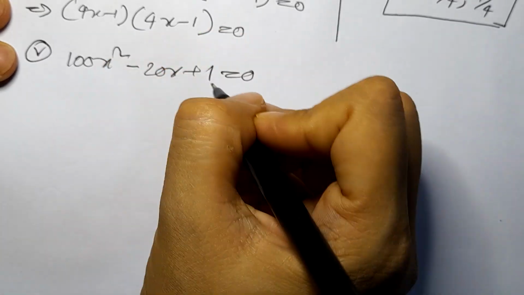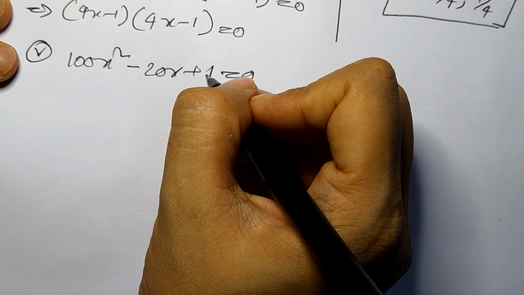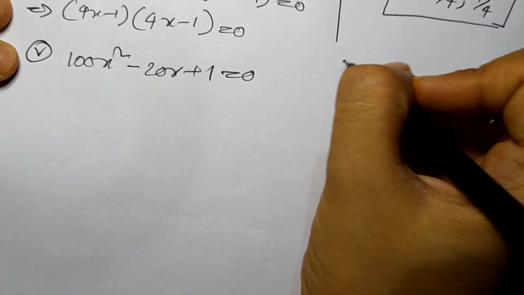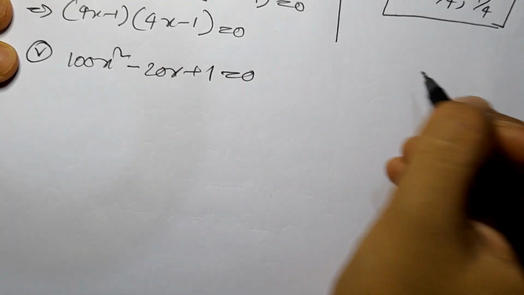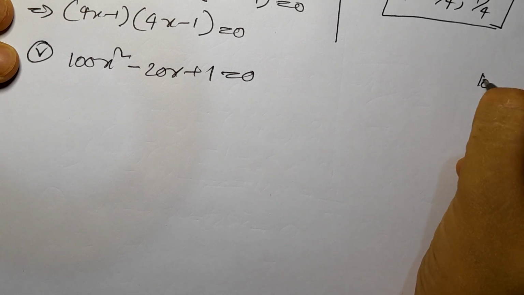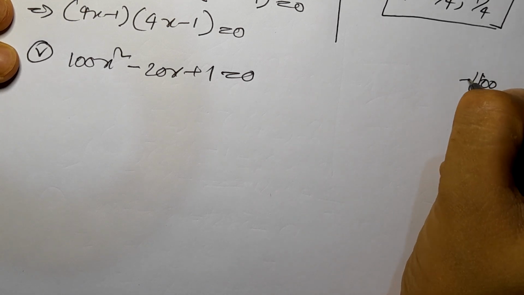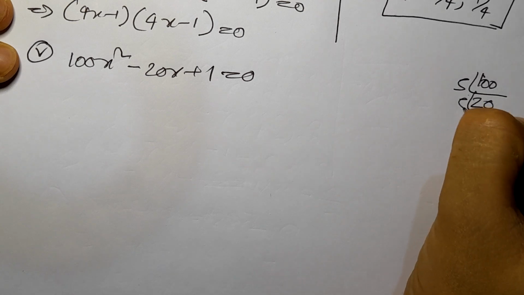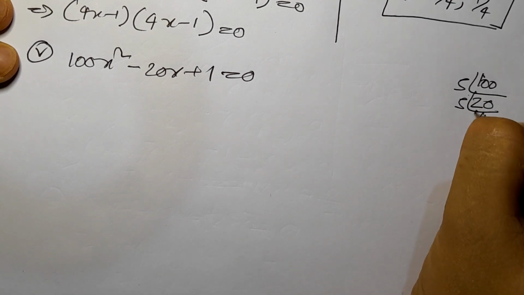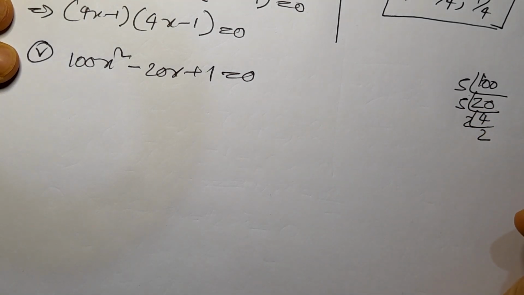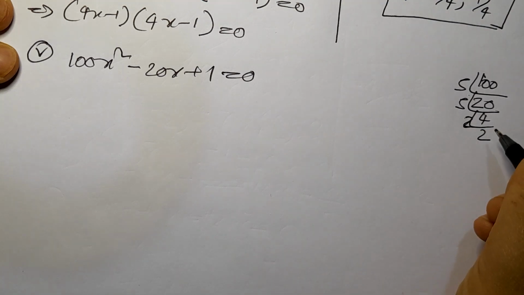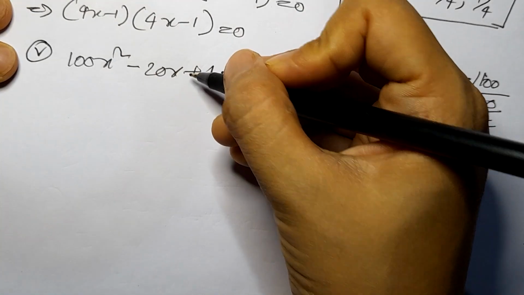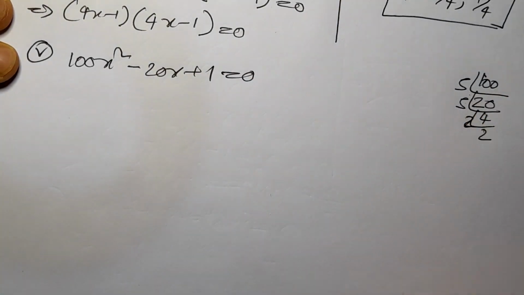Here a times c is 100 into 1, which is 100. Prime factorization of 100: 5 2s are 10. We have to make 20 by addition, since here is the plus. 5 2s are 10, 5 2s are 10, 10 plus 10, 20.